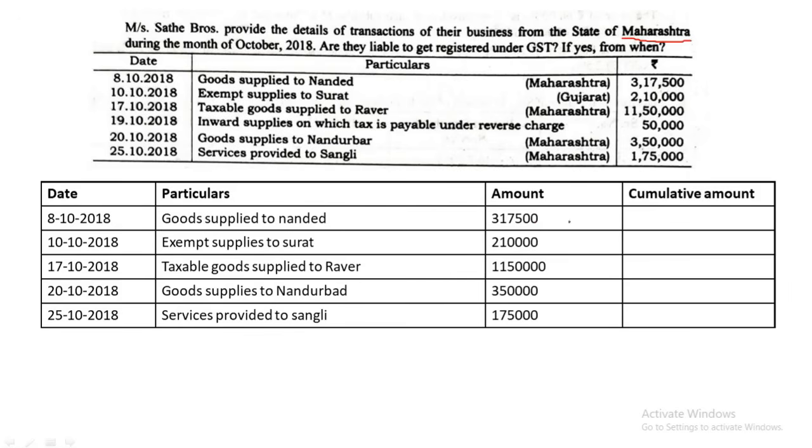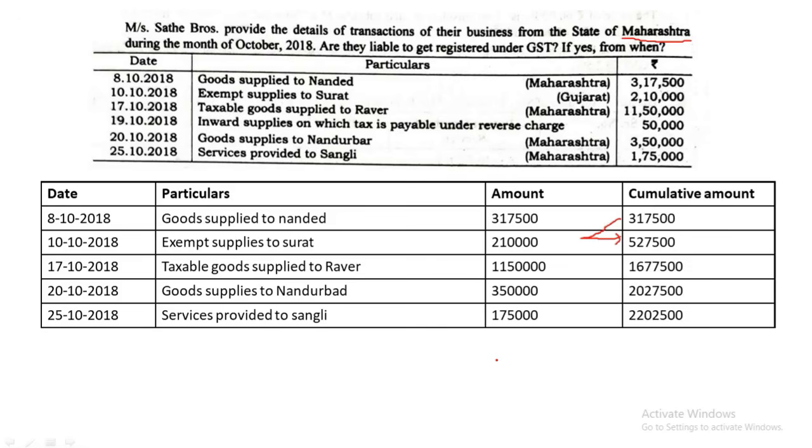Cumulative means the first number will be as it is, 3,17,500. Now add this to the next value. So it will be 3,17,500 plus 2,10,000. I'll just put an arrow: you need to add this and bring the value here. So 3,17,500 plus 2,10,000 will give you 5,27,500. Plus 11,50,000 gives you 16,77,500, plus 350 gives you 16,77,850, and lastly when you add 1,75,000 you will get 22,02,500. Just a cumulative total.